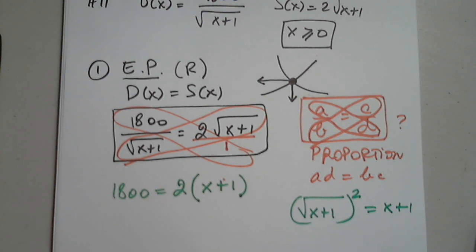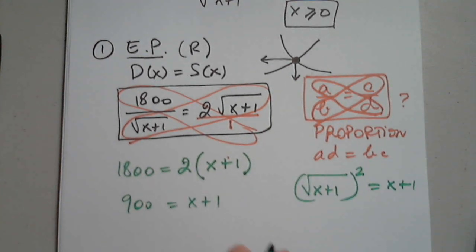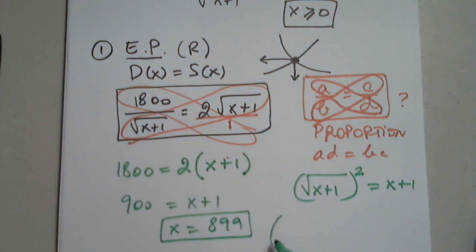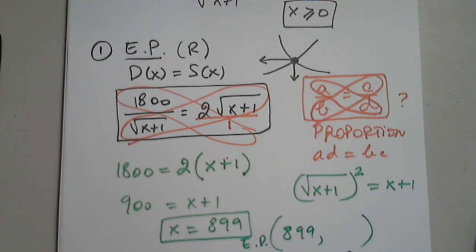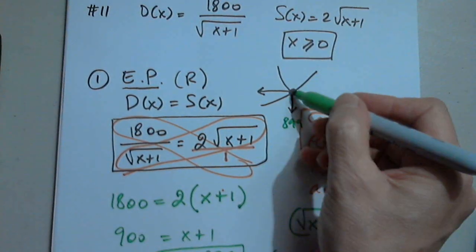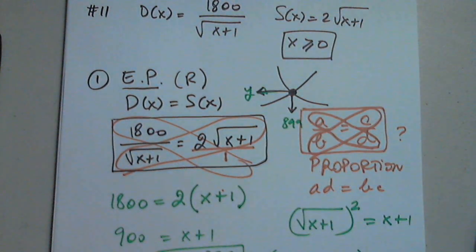Good. So now, of course, what I like to do is divide both sides by 2. So I have 900 equals x plus 1. All I have to do is move 1 to solve the linear equation: 899. This is not an equilibrium point yet. The equilibrium point has x at 899, but I have to determine the y value. How do I determine the y value of that point?